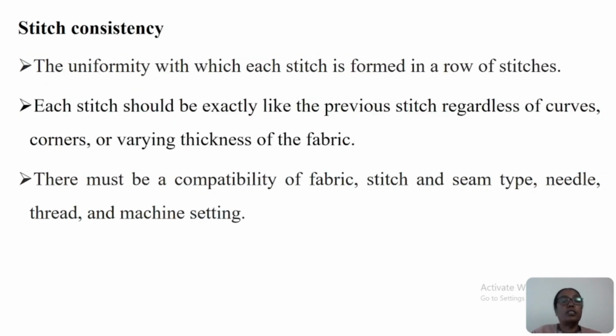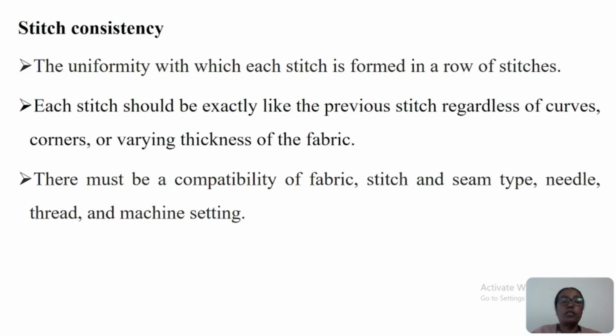Stitch consistency is the uniformity with which each stitch is formed in a row of stitches. Each stitch should be exactly like the previous stitch regardless of curves, corners, or varying thickness of the fabric. Maybe the thickness of the fabric varies from one place to another, or there are curves and corners in a single garment. Then the stitch should still be exactly consistent with the previous one.